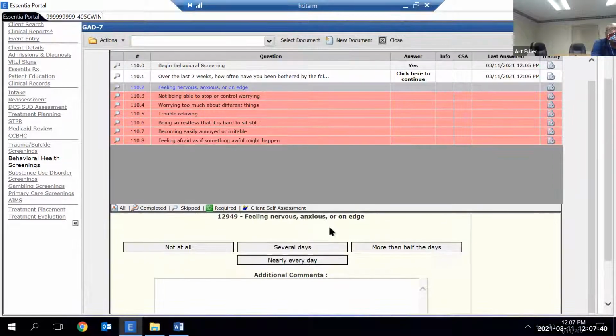Are they feeling nervous, anxious, or on edge? This one is: not at all, several days, more than half of the days of that 2-week period, or nearly every day, okay? So again, this screen is very direct. You just want to know, have you been feeling nervous, anxious, or on edge? And you ask them, has it been not at all, several days, more than half, or nearly every day?